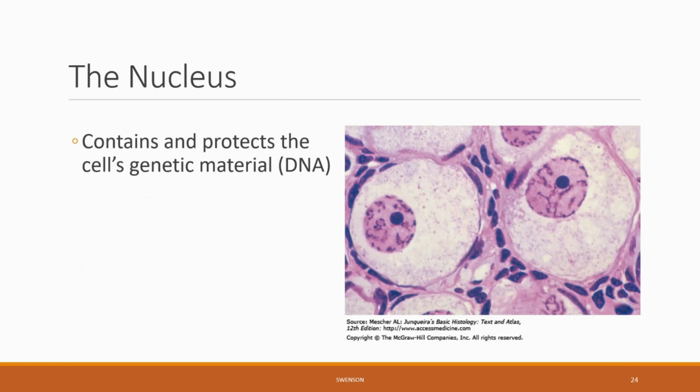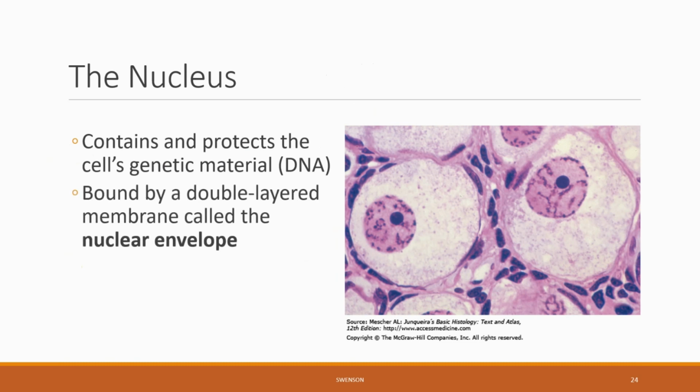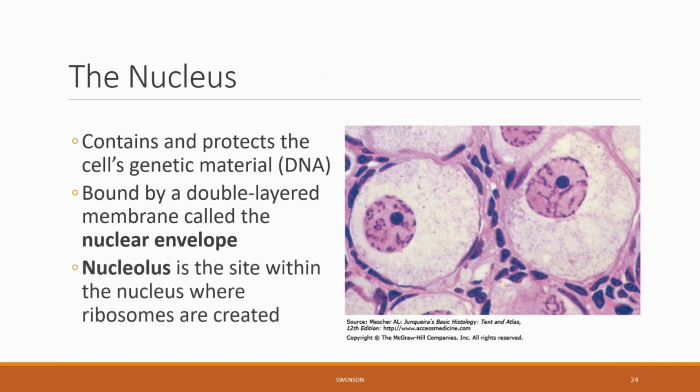The dyed areas inside these cells are their nuclei. They are surrounded by a double layered membrane called the nuclear envelope. The nucleolus is the site within the nucleus where the ribosomes are synthesized. And as you recall, the ribosomes take the information from DNA to synthesize proteins.